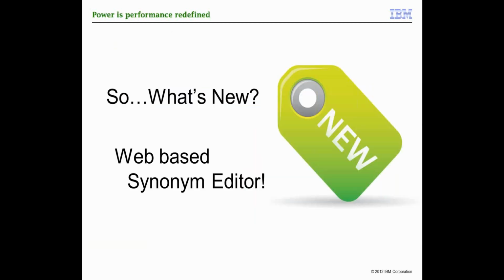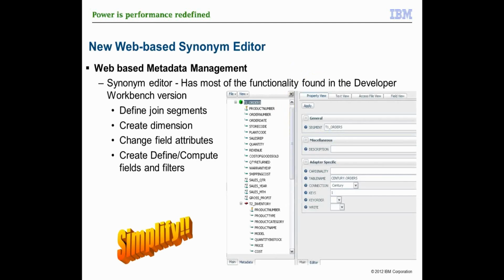Another thing that's new that's pretty exciting is a web-based synonym editor. Now, I talked a little bit about the metadata layer before, where it's this abstraction layer between the database, the tables, the files, and the actual DB2 Web Query reports. So you can build a lot of abstraction. You can define your joins and your filters and your define fields in the metadata layer.